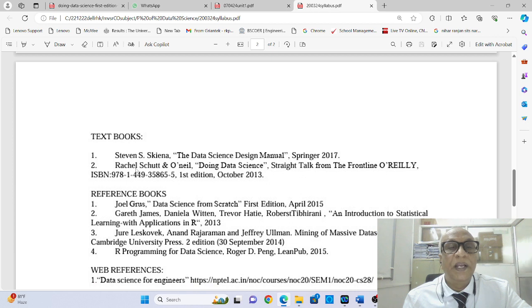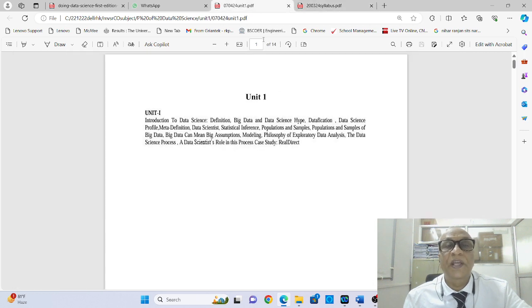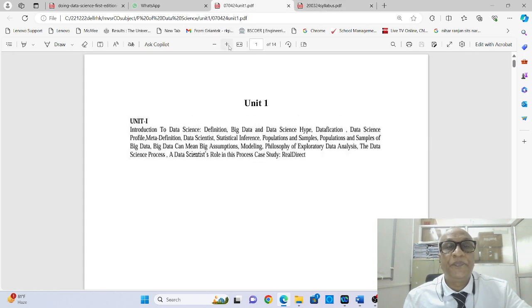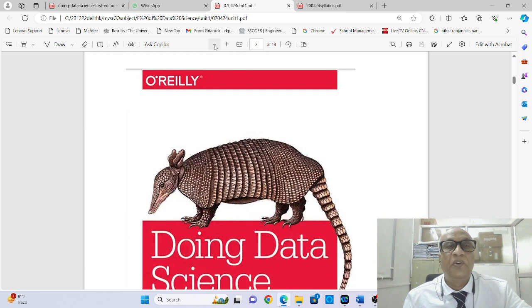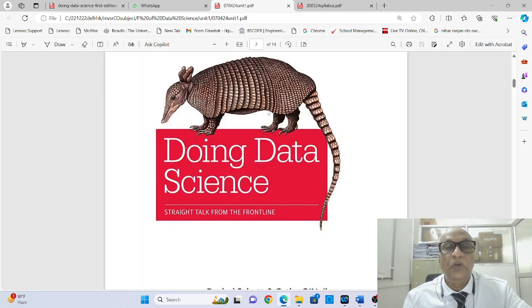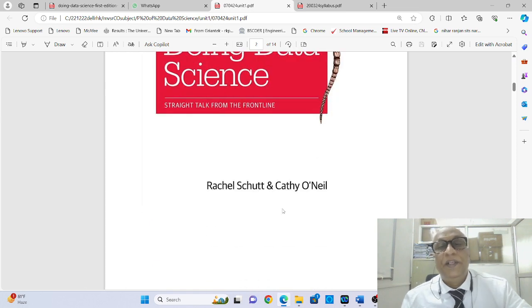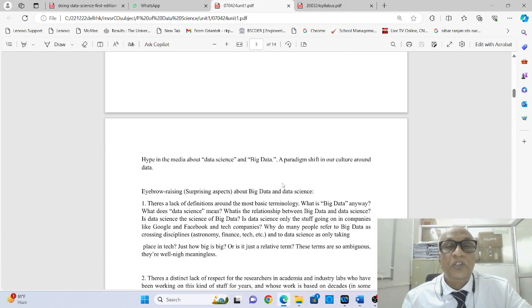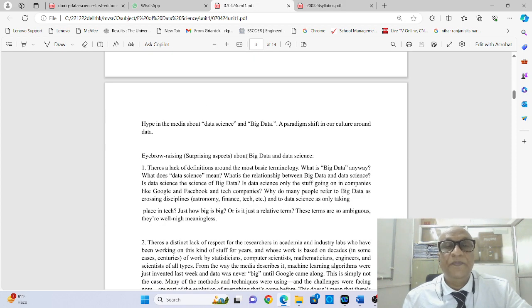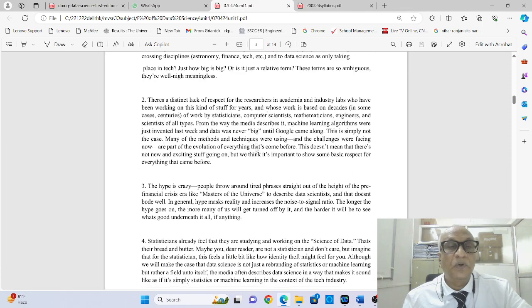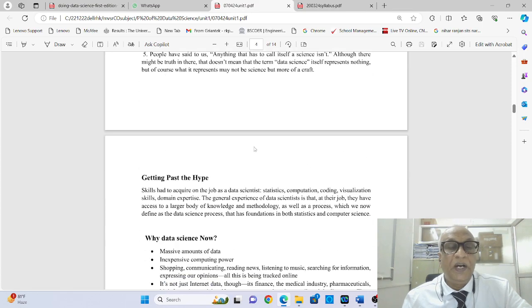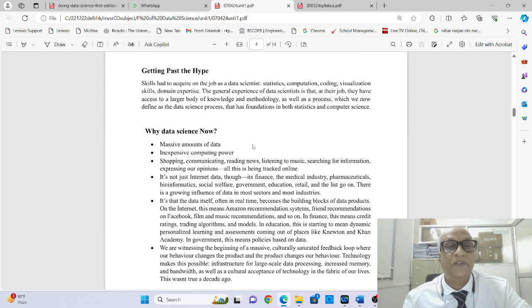textbook by Rachel and Kathy, Doing Data Science. So the contents are derived from there. I was speaking about this textbook from O'Reilly, Doing Data Science by Rachel and Kathy. So the first session, if you could see, we spoke about the hype about data science, the reason for data science.